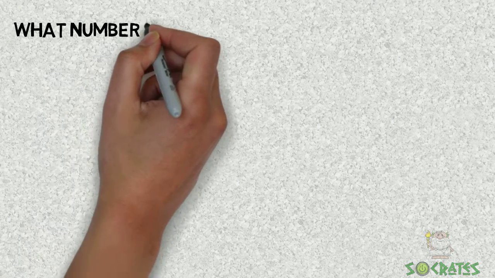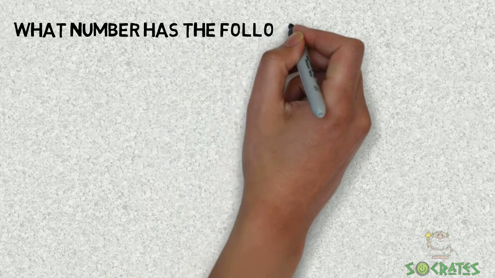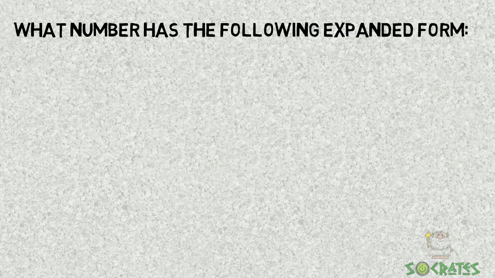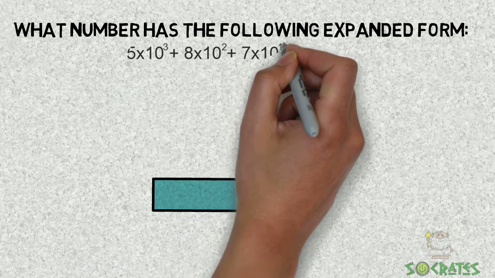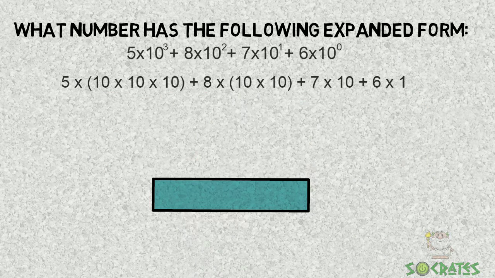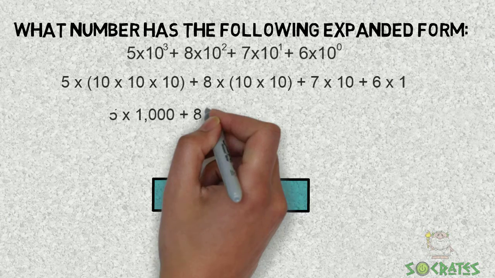Let's practice again. What number has the following expanded form? So we're going to try it with 5 times 10 to the 3rd plus 8 times 10 to the 2nd plus 7 times 10 to the 1st plus 6 times 10 to the 0. That's the same thing as saying 5 times 10 times 10 times 10 plus 8 times 10 times 10 plus 7 times 10 plus 6 times 1.